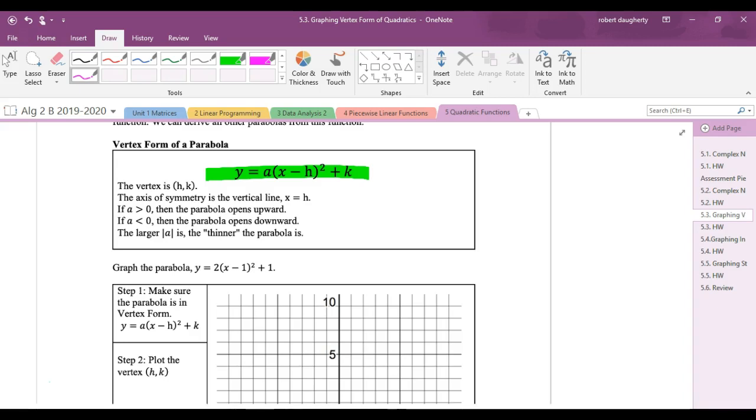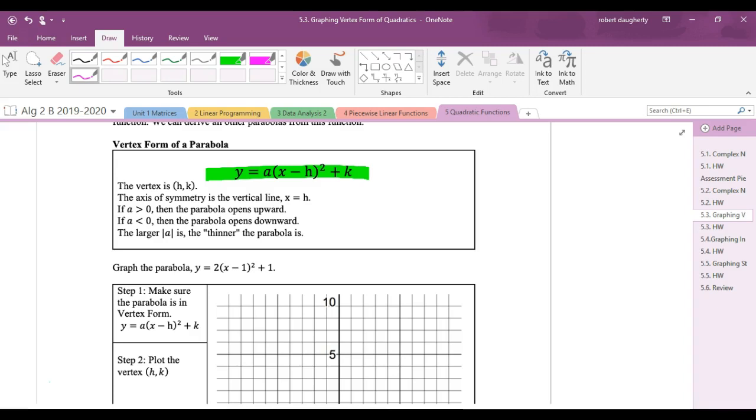If the number in front, a, is a positive number, we're opening upward. If the number is negative, we're opening downward. And this value of a is going to multiply. You'll see graphically what that does. It makes the parabola thinner or thicker, whatever the case may be.